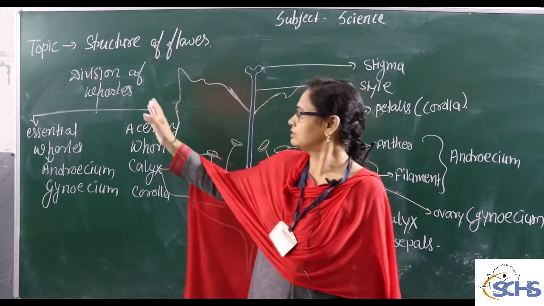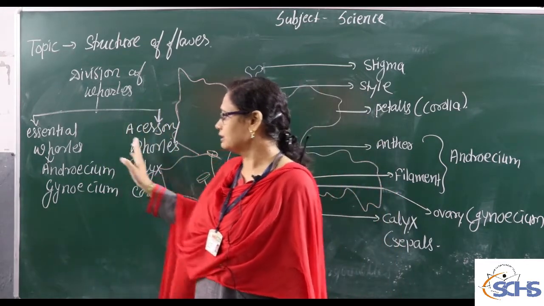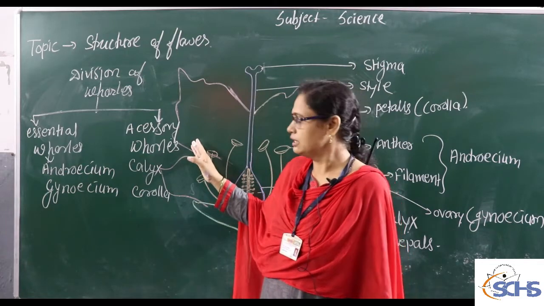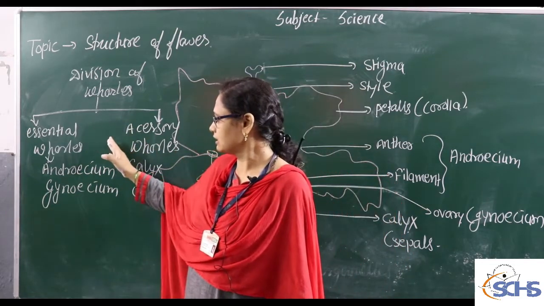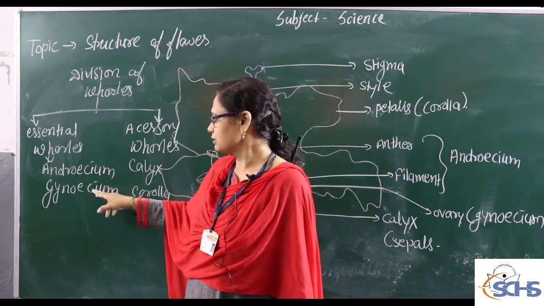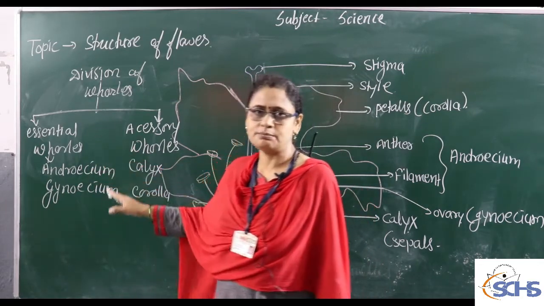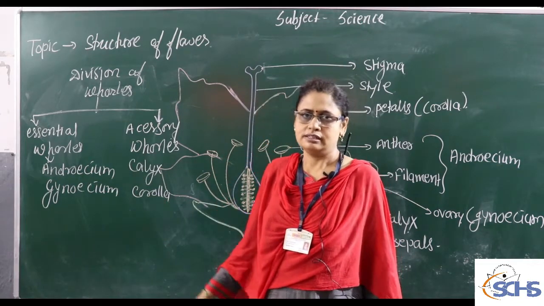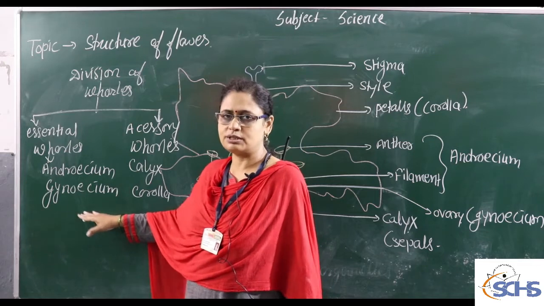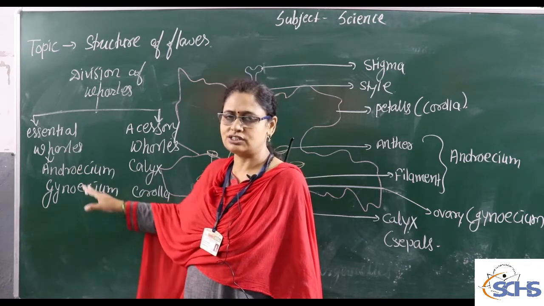We can divide these whorls into two parts. One is the essential whorls and the other is the accessory whorls. The essential whorls consist of androecium and gynoecium. Why do we call them essential whorls? Because they take part in the process of reproduction. They play a very important role in reproduction, because of that we can say they are the essential whorls.